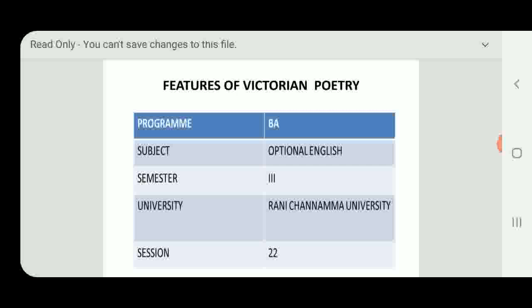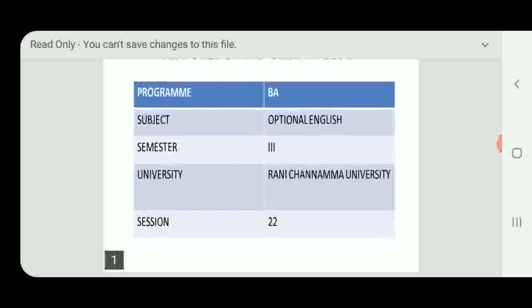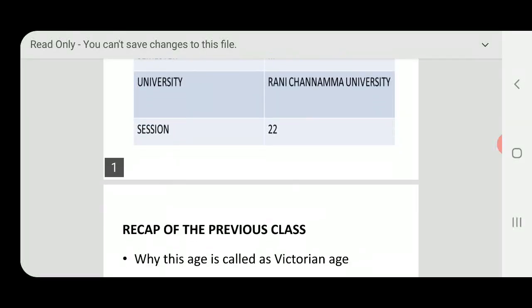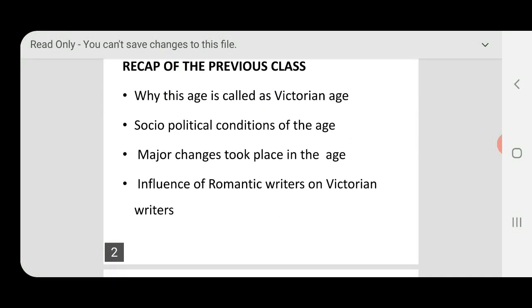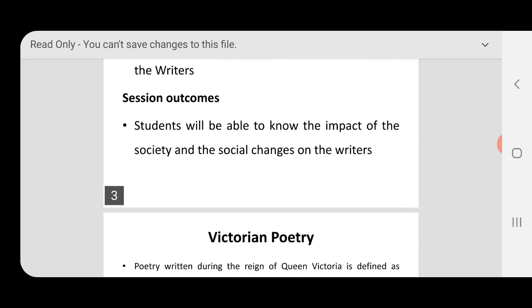In today's class, we shall discuss the features of Victorian poetry. In the previous classes, we have seen an introduction about the Victorian age and the major developments that had happened in the Victorian age. So here we are going to learn about the important features of Victorian poetry.